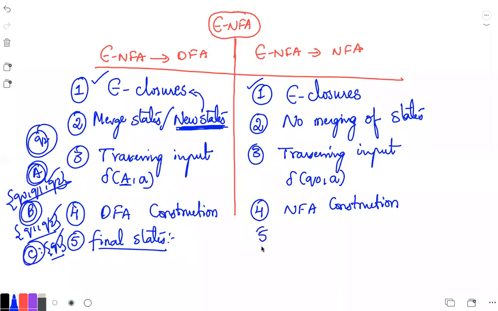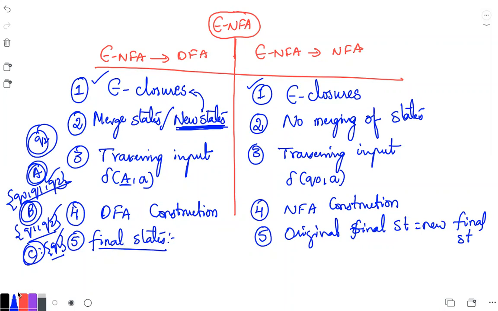But for Epsilon-NFA to NFA, we haven't merged any states. So the original final state will be as it is. The original final state is the new final state. So Q2 in the original NFA will be the same Q2 in the new NFA without epsilon. No clubbing or anything is done. It is as it is.